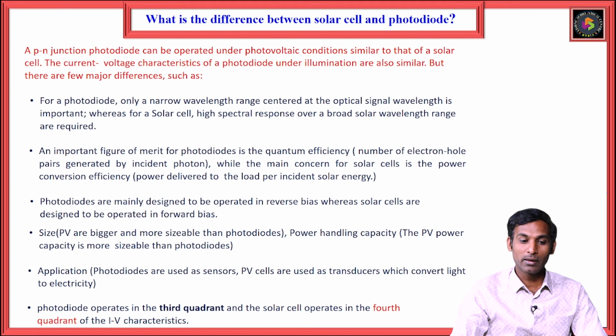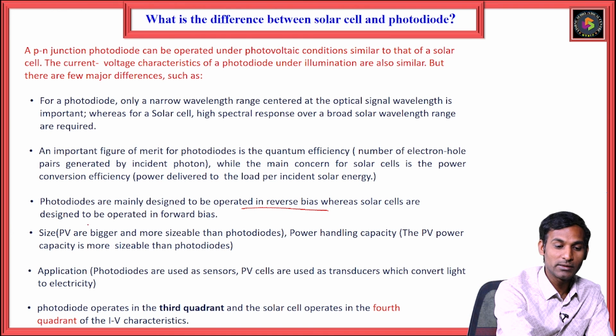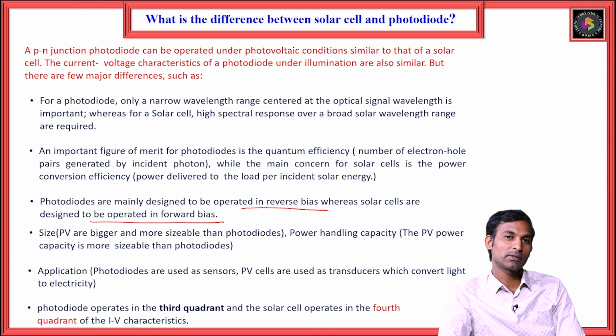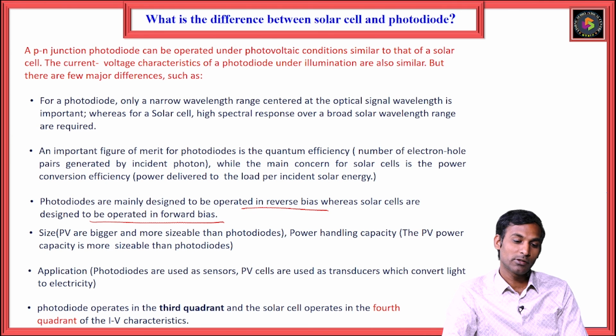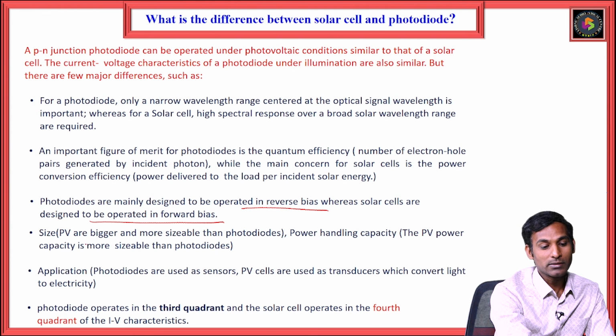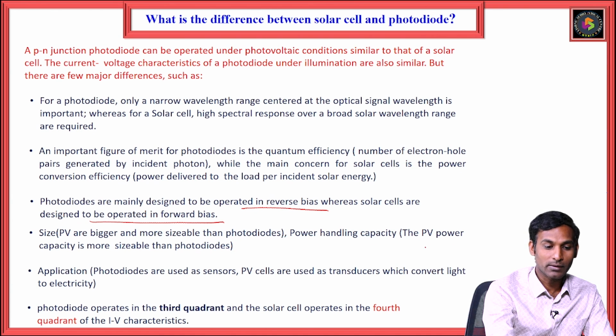Photodiodes are mainly designed to be operated under the reverse bias condition, whereas a solar cell is designed for the forward bias condition. The solar cell works under the principle of forward bias. The photodiode works on the principle of the reverse bias condition, quite the opposite. Also the size is very important. Photovoltaic cells are bigger, more sizable than photodiodes. The power handling capacity of the photovoltaic cell is also much larger than the photodiode.